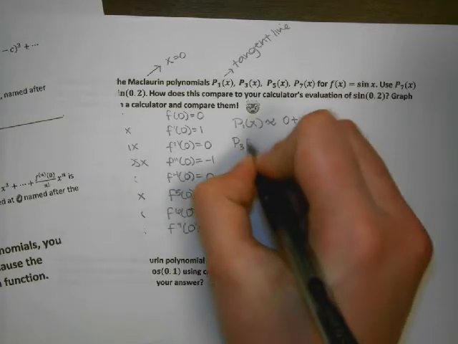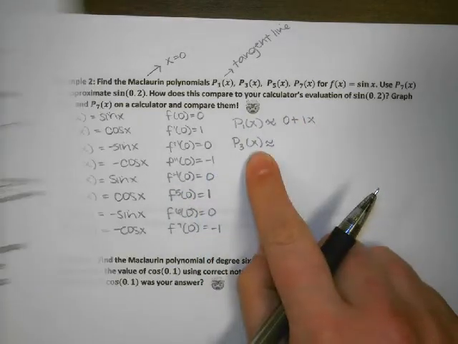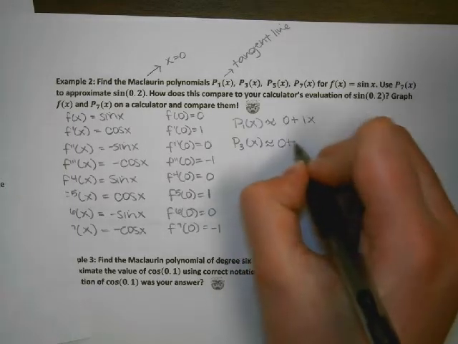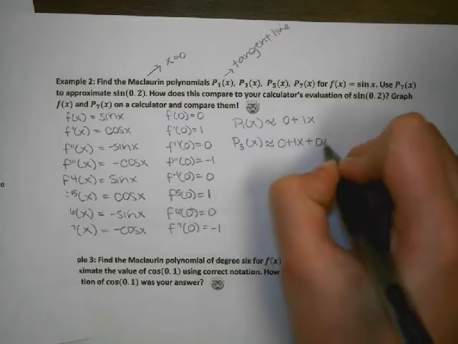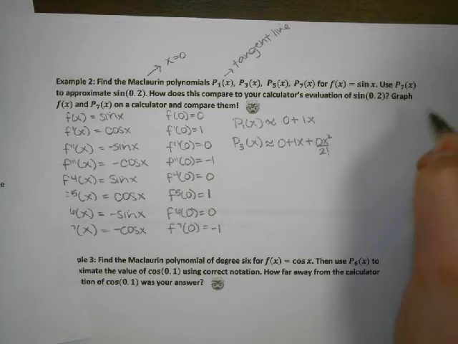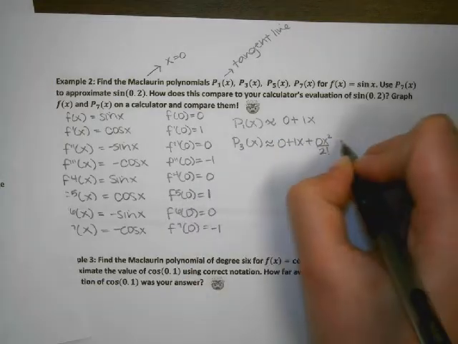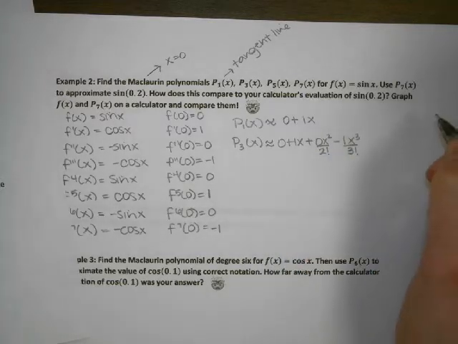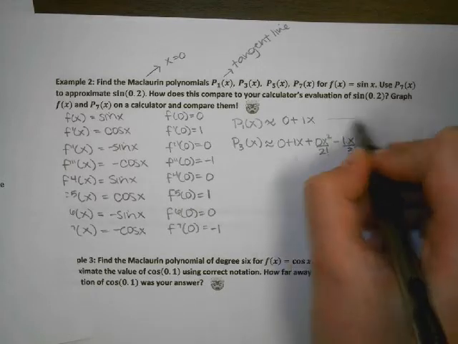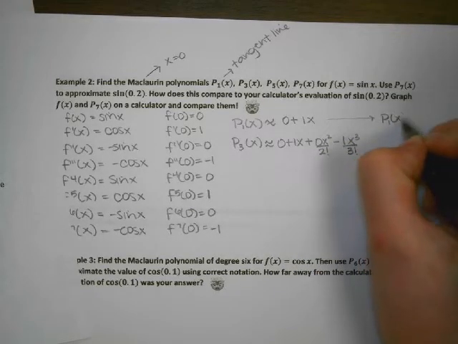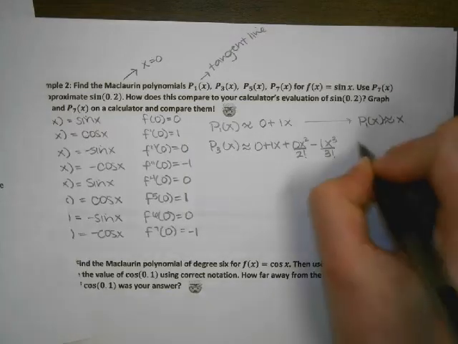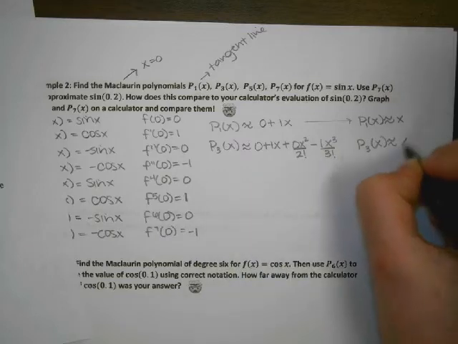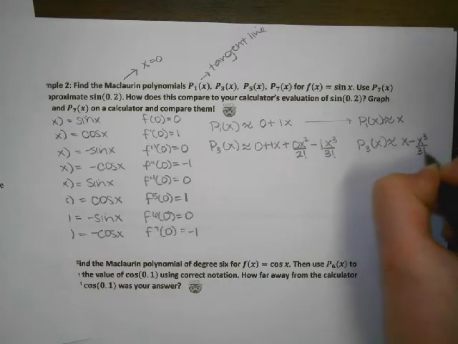The third degree Maclaurin polynomial for sine x is going to be 0 plus 1x plus 0x squared over 2 factorial plus -1, so I'll say minus 1x to the third over 3 factorial. If you want to simplify these off to the side, you can. We could say the first one's just x. The third one is going to be x minus x to the third over 3 factorial.